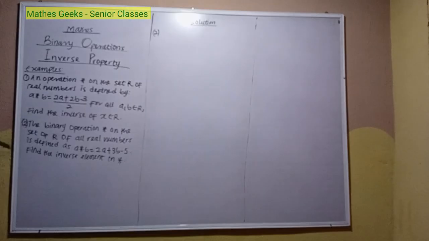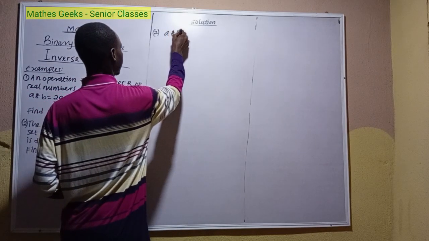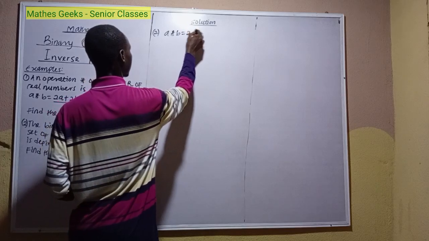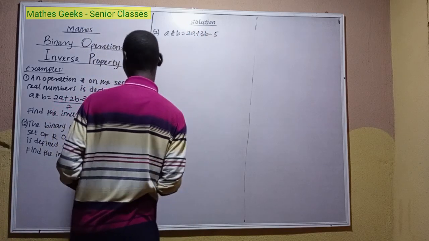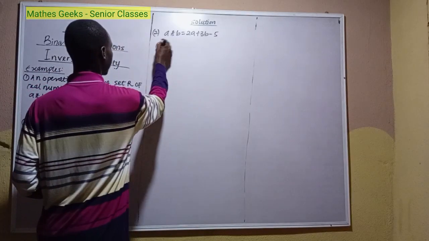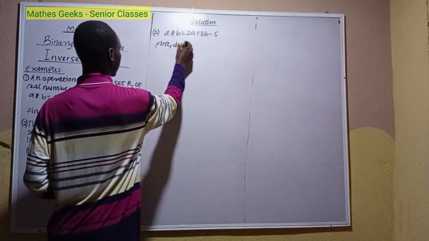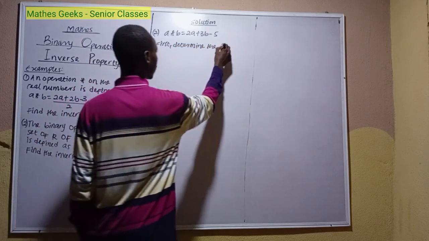The binary operation star on the set R of all real numbers is defined as A star B is equal to 2A plus 3B minus 5. Find the inverse element of X. So first, determine the identity element.